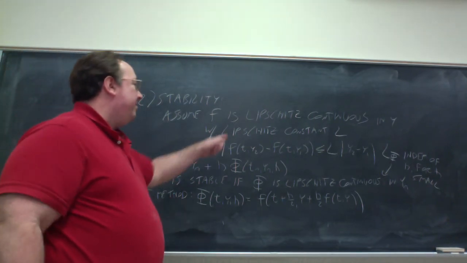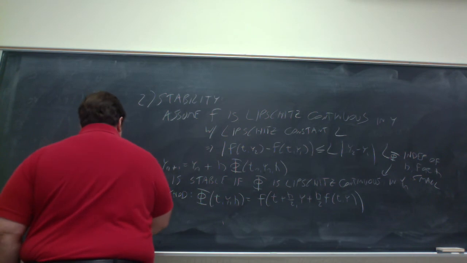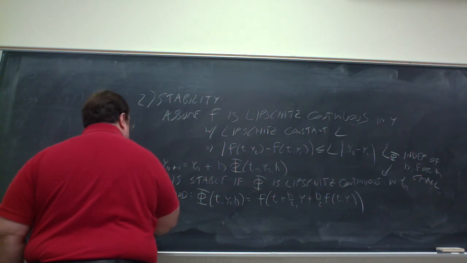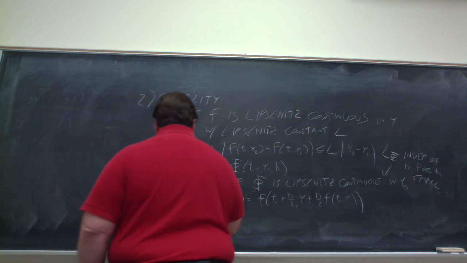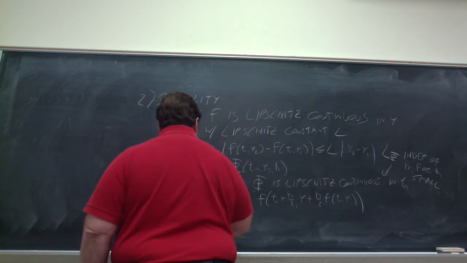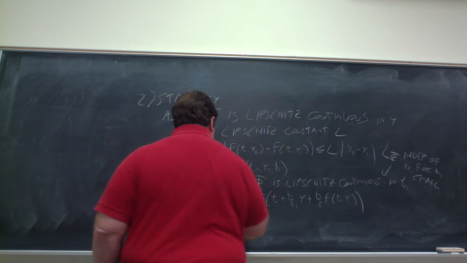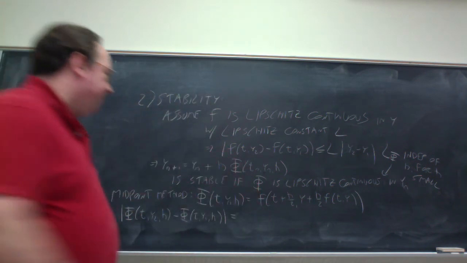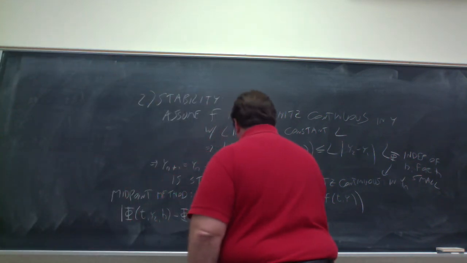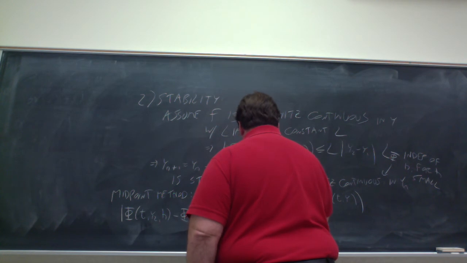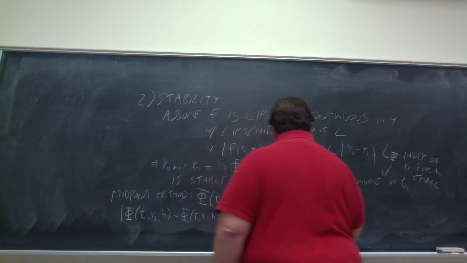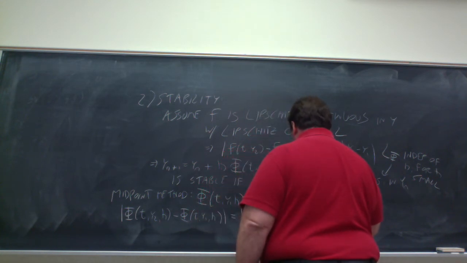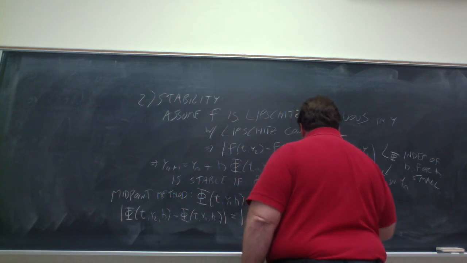Okay, so how do I show that this is Lipschitz continuous? Using the fact that f is Lipschitz continuous. So I can say that phi of t, y2, h minus phi of t, y1, h. I go ahead and write all that out in terms of f. So that would be f of t plus h over 2, y2 plus h over 2 f of t, y2. And then I have the same expression with y1.